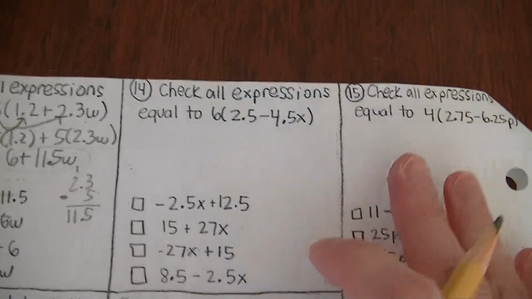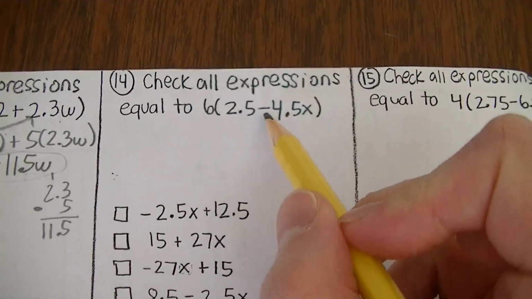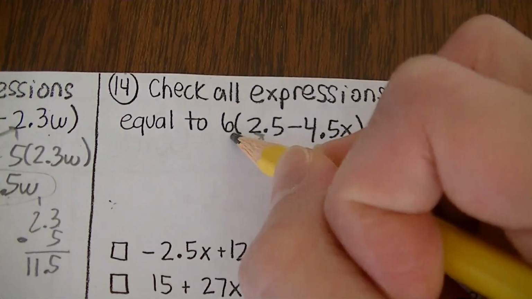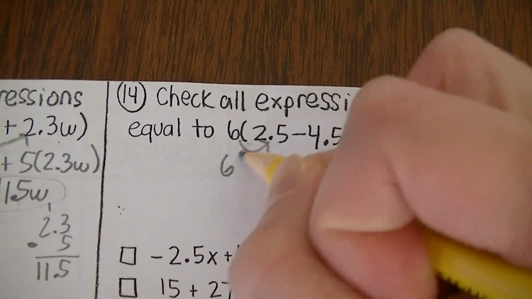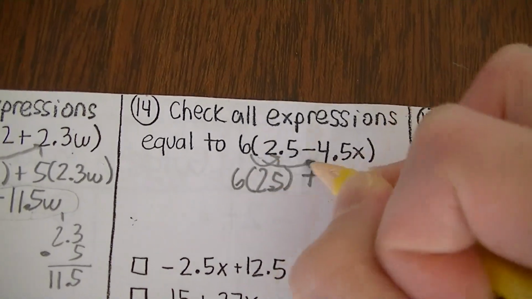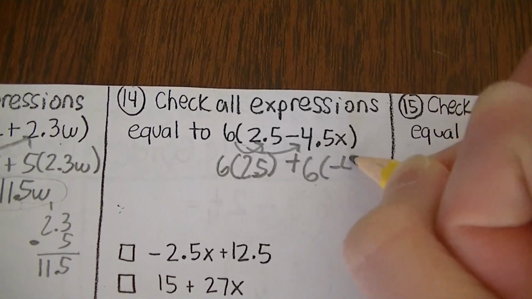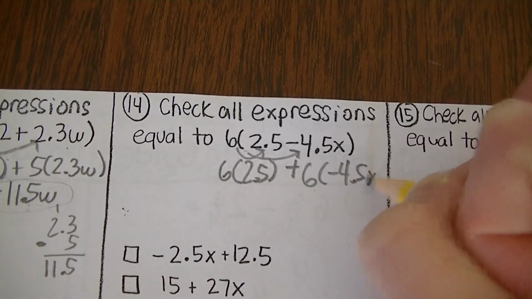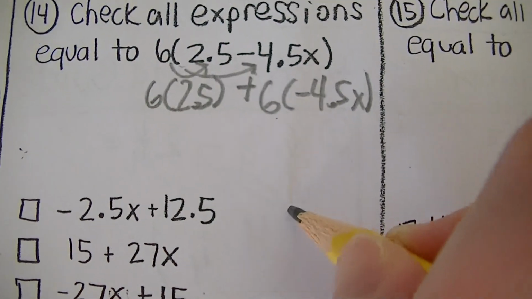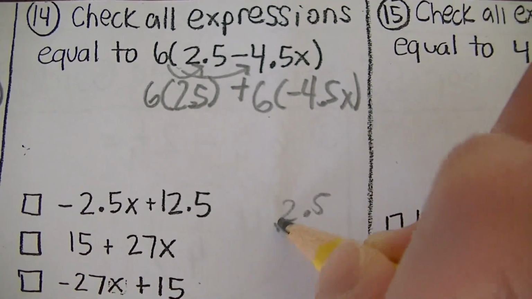Okay, check all expressions that are equal to 6 times the quantity of 2 and 5/10 minus 4 and 5/10 times x. Somewhat, you know, obviously similar to this problem. So use the distributive property. So you're going to go 6 times 2 and 5/10 plus 6 times a negative, minus 4 and 5/10 x. Okay? So now that I've done that, I'm just going to go down here to 2 and 5/10 times 6.